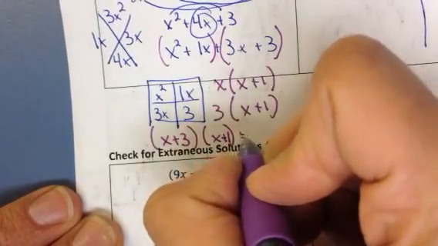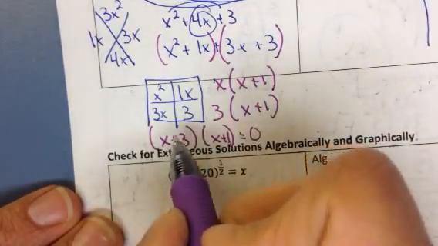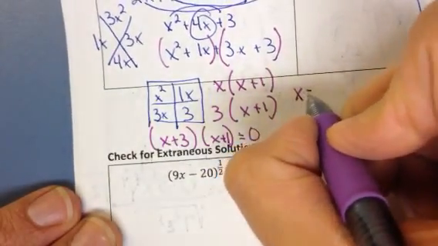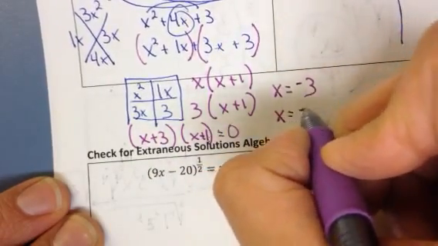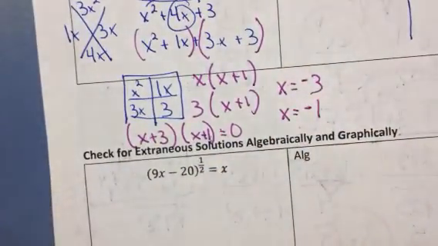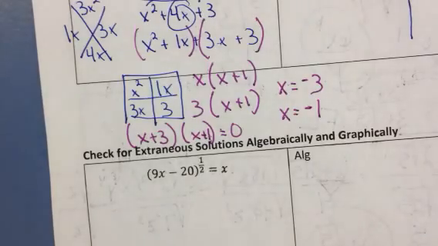But you're not done yet. You still need to ask yourself what makes those 0. So negative 3 and negative 1. So those are my solutions so far. So do they work? Well, to find out if they work, you're just going to plug them back in.